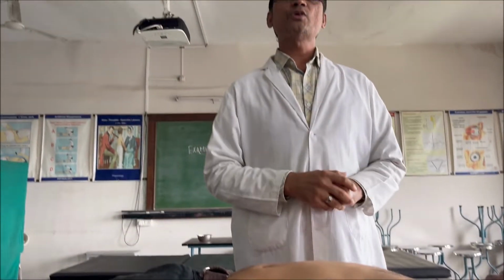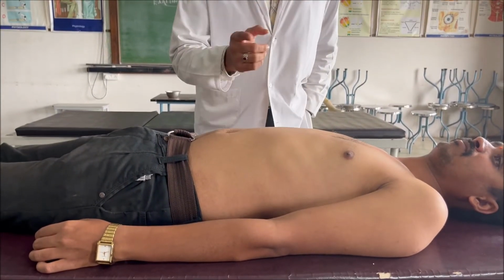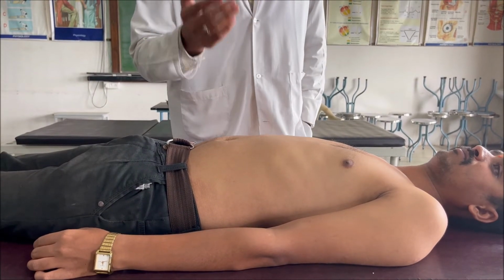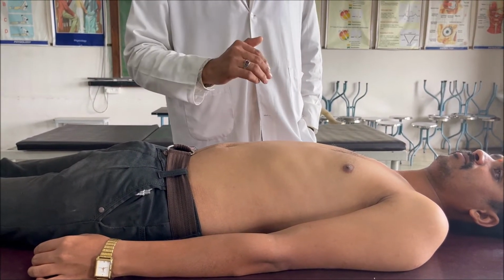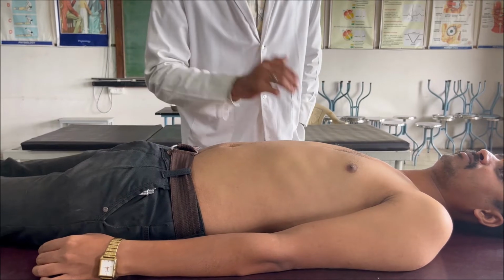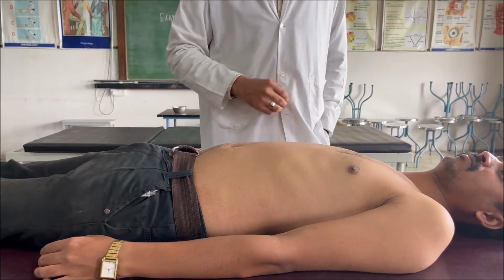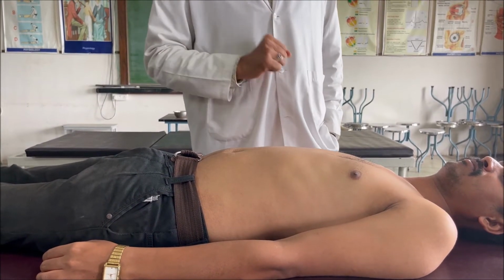Now, if you are getting the apex beat, you have to find out its characteristics. Regarding the characteristics of the apex beat, first is the rate: what is the rate of the apex beat per minute? Then the rhythm: whether the rhythm is regular or irregular. And third, check the force, whether the apex beat is forceful or not forceful.